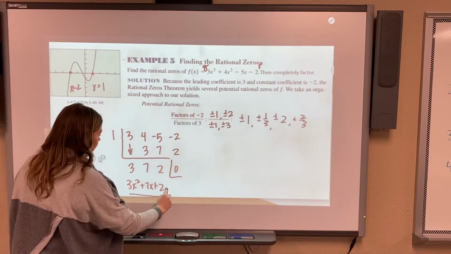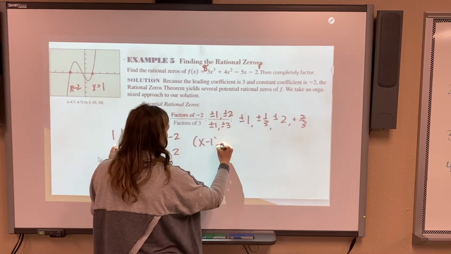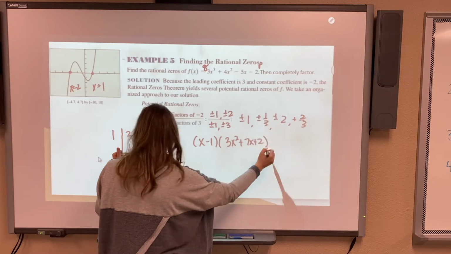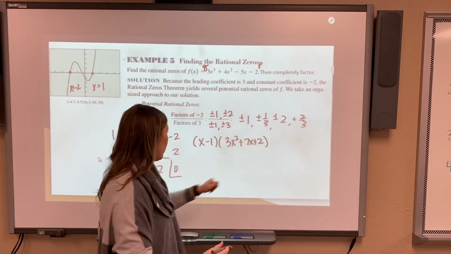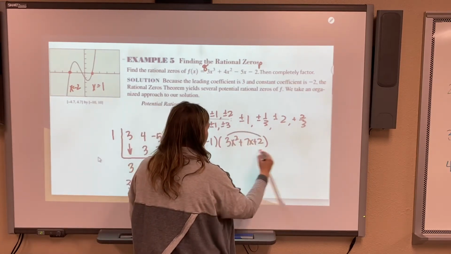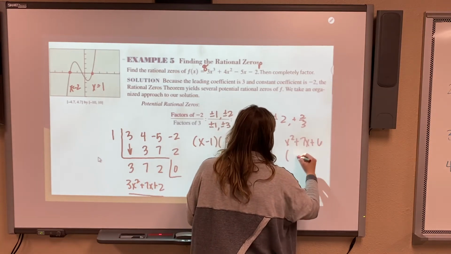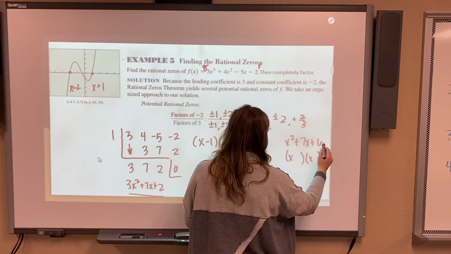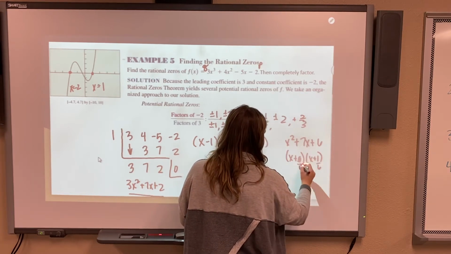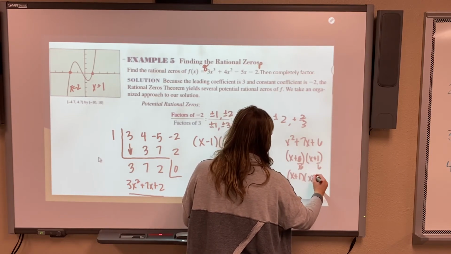Let's say that's going to be our new factor. So we know that we have x minus 1 times 3x squared plus 7x plus 2. Okay, well, we have one factor. We could factor this out more by slide and divide. So that would be x squared plus 7x plus 6. The two factors that multiply to get 6 but add to get 7 are a 6 and a 1. Divide by 6. So we get x plus 1, and then we get x plus 1 over 6.